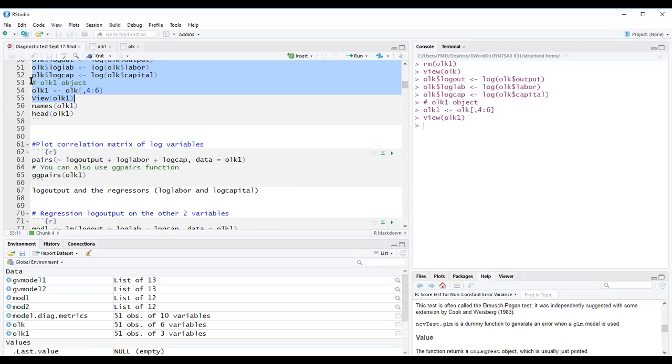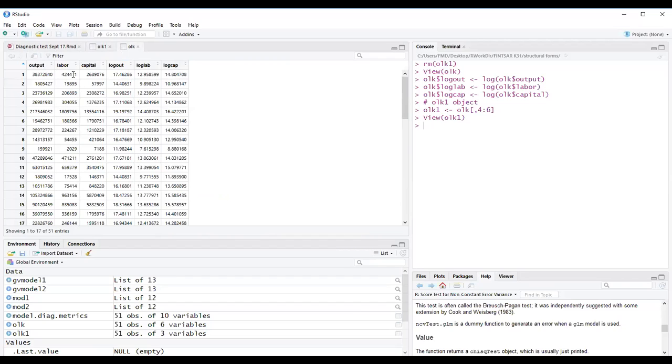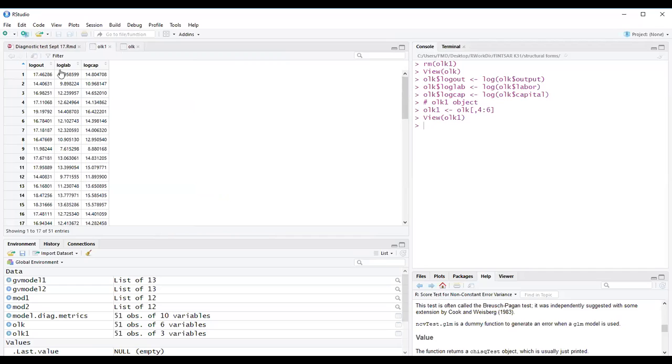All right. So, ang gagamitin natin na object si OLK1 kasi si OLK, guys, kasama pa yung original na output labor capital. We're modeling only log output, log labor, and log capital. Kaya I think it's more convenient just to use OLK1.